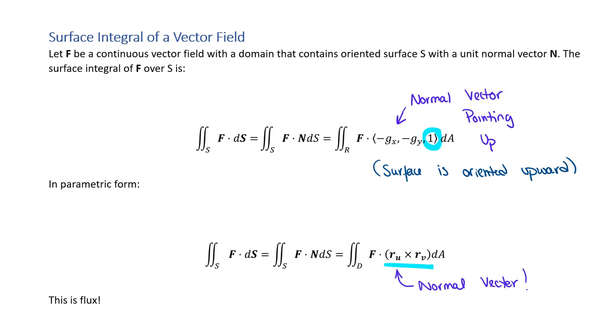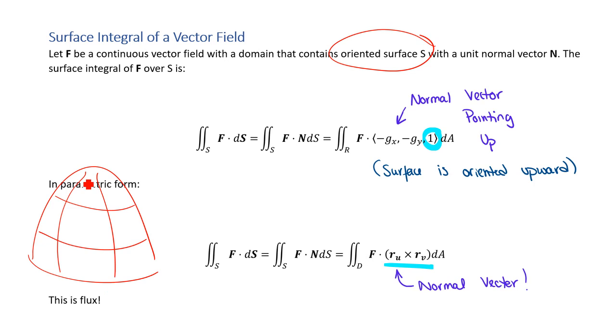Now, one thing I should mention is when we're computing these surface integrals of vector fields, we do want to orient our surface. So our surface is basically going to have a direction. And what I mean by that is we want to think about which way we are going to define our normal vector to be pointing. And so, for example, let me just try to sketch. Here's a surface.